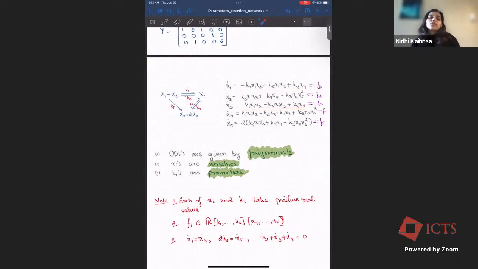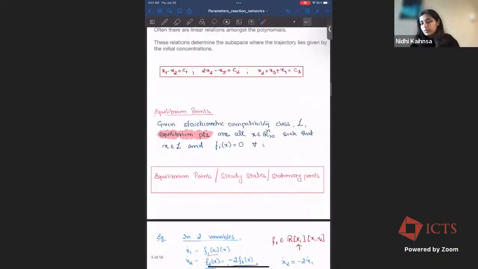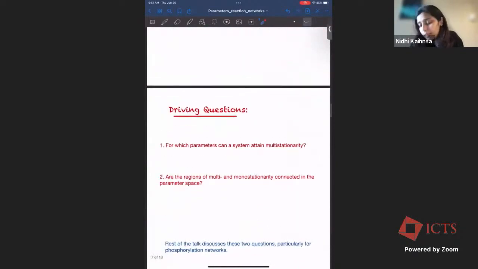When you actually write down the ordinary differential equation for that chemical reaction network, you will see that there are three linear constraints. Once you write it down, you'll see that. Even in this case, there are three.